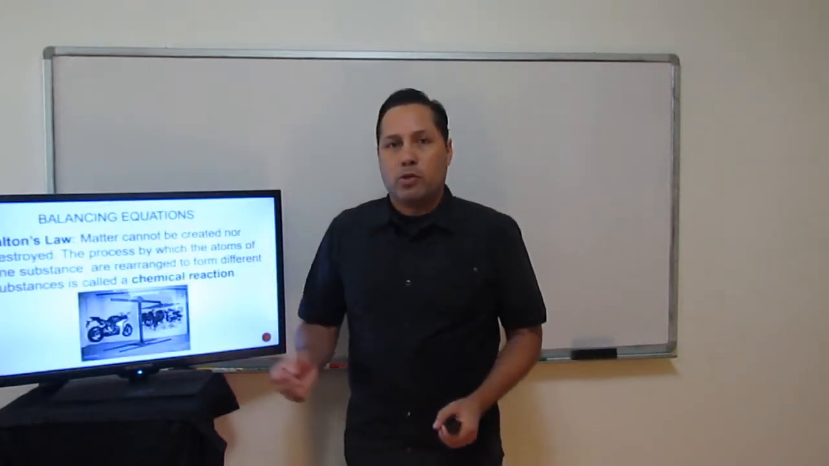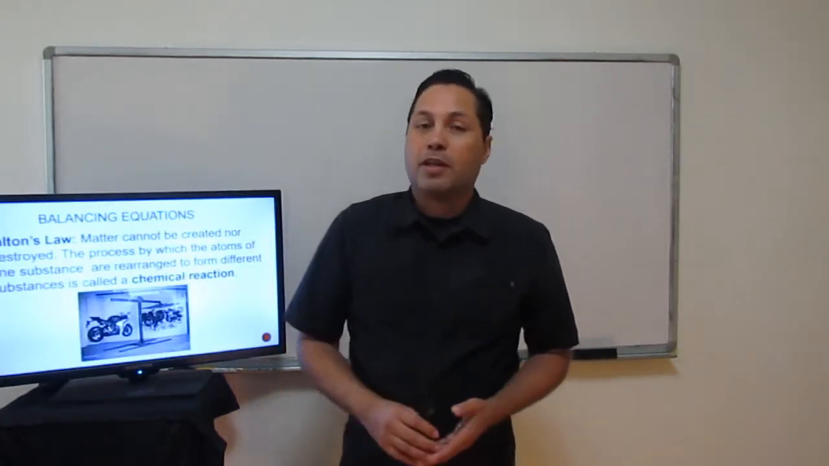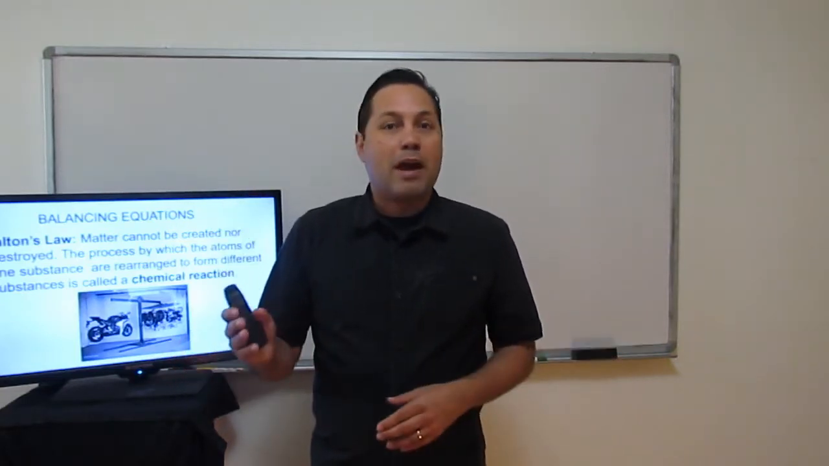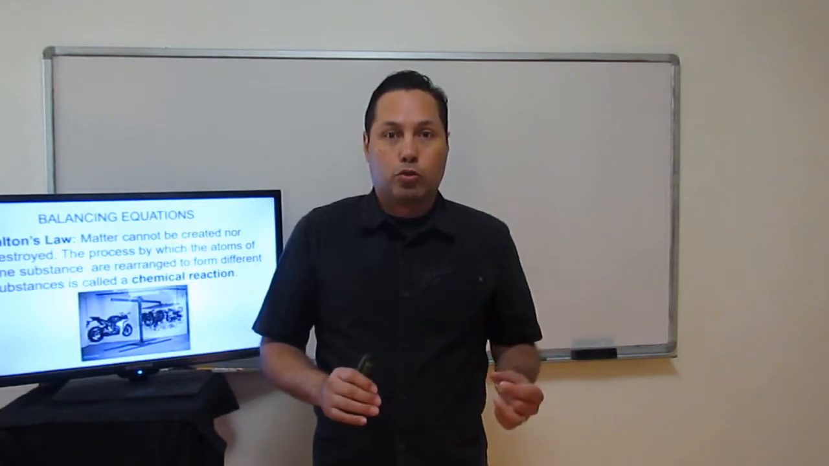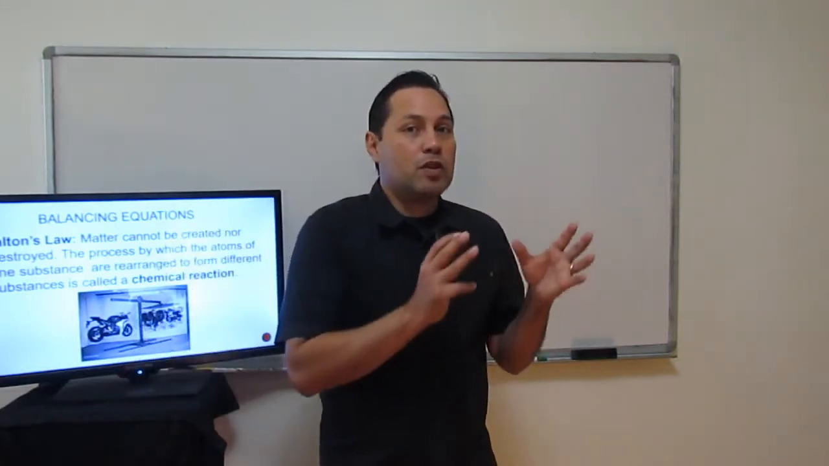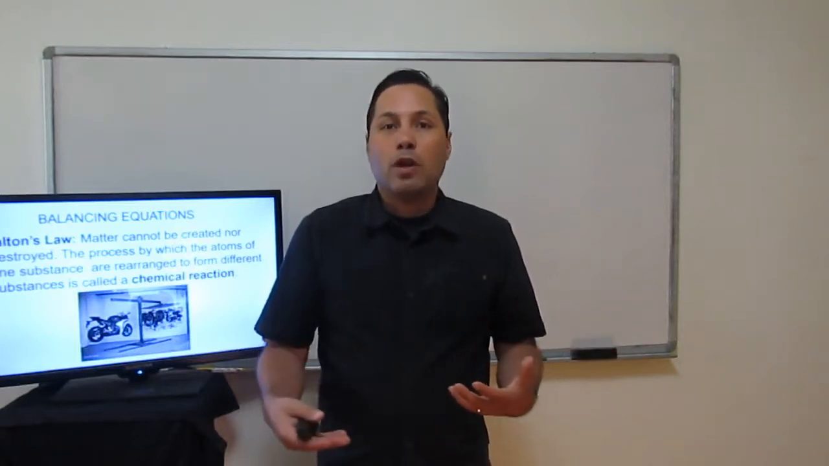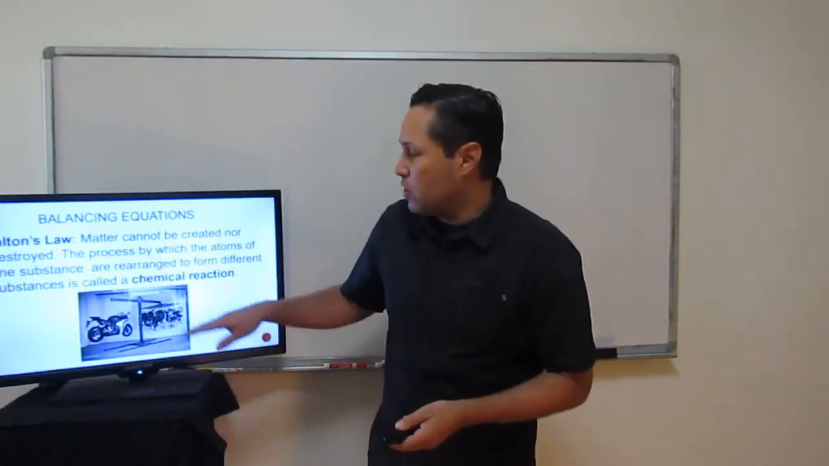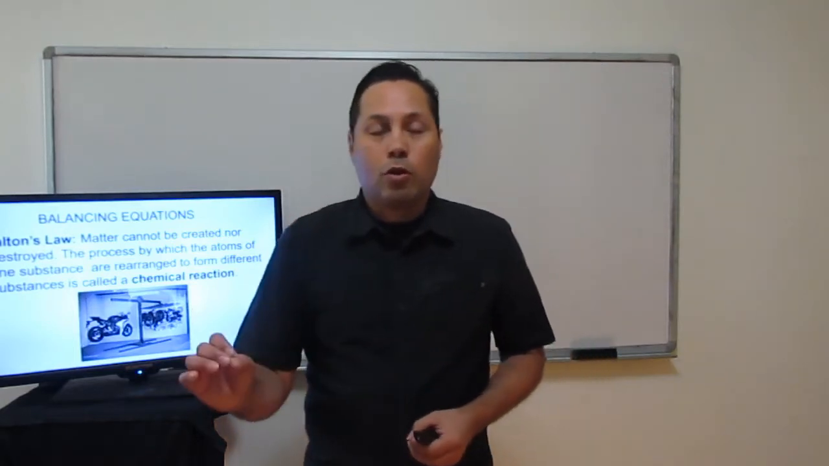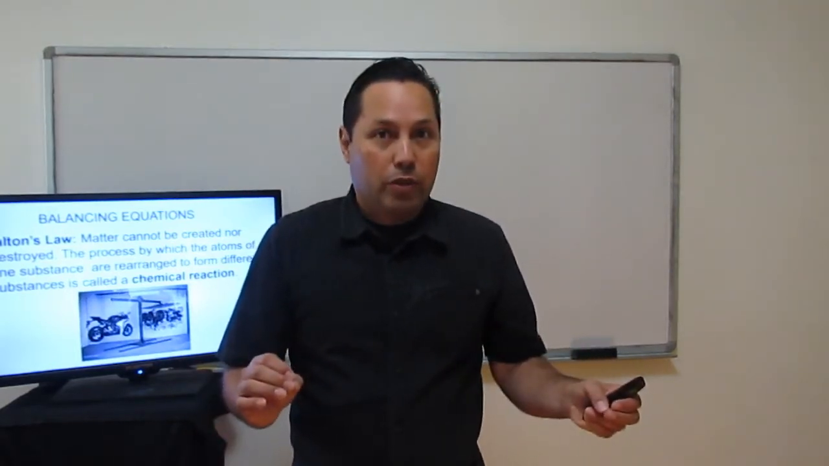Balancing chemical equations. According to Dalton's law, in a chemical reaction, whatever you start with, you're going to end with, because matter cannot be created nor destroyed. So if you start with 100 atoms, you have to finish with 100 atoms. They might be rearranged, and we refer to the rearranging of molecules as a chemical reaction. But whatever you start with, that's what you're going to end with.